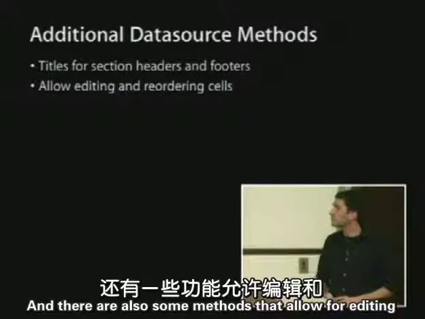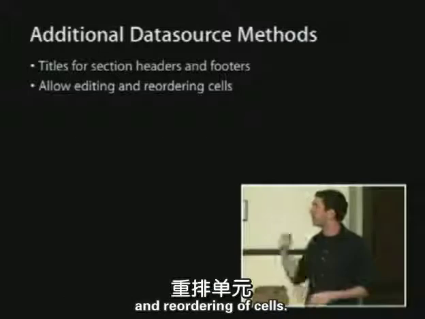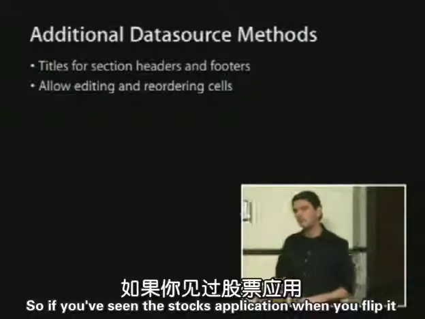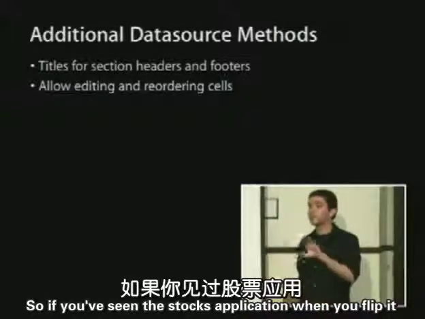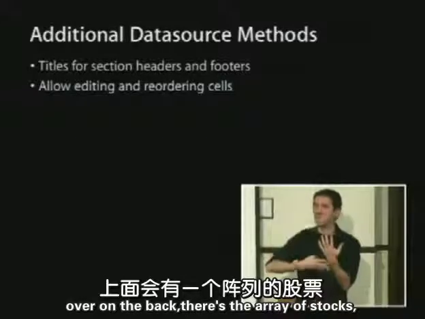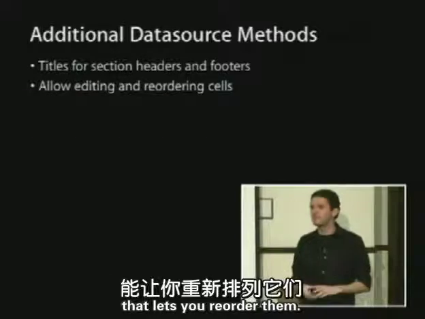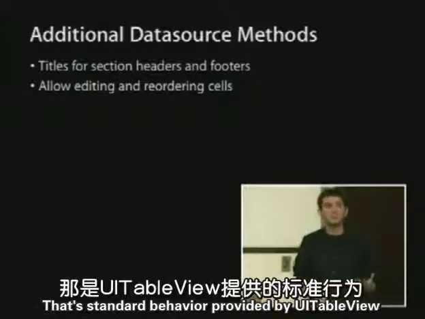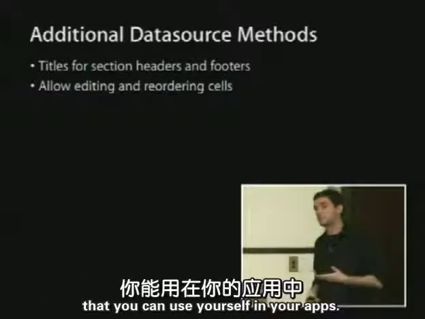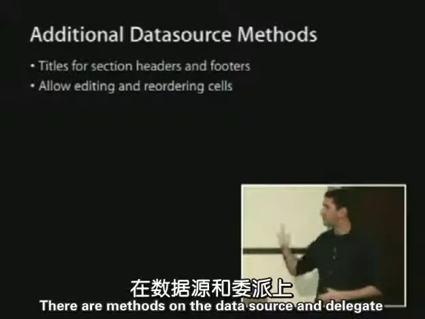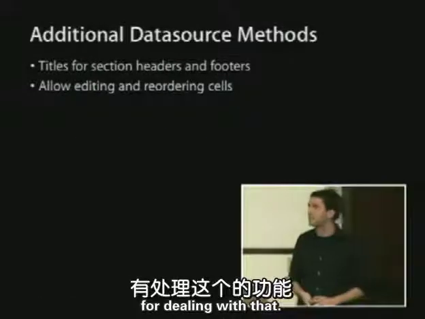And there's also some methods that allow for editing and reordering of cells. So if you've seen the Stocks application, when you flip it over on the back, there's the array of stocks. You can actually change the order of those. There's a little grabber on the right-hand side that lets you reorder them. That's standard behavior provided by UITableView that you can use yourself in your own apps. There's methods on the data source and delegate for dealing with that.